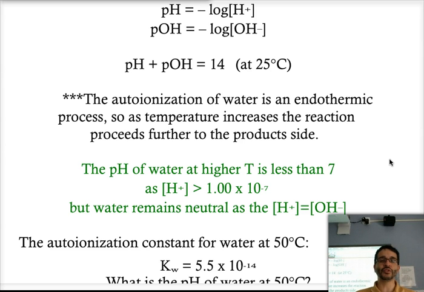But that is only if we were thinking about pH being a standard that works for any temperature. pH is neutral at 7 only at 25 degrees Celsius. If it's hotter, the neutral pH is going to be lower than 7.